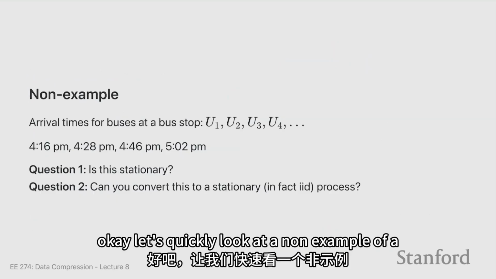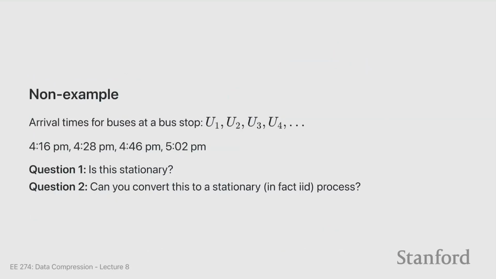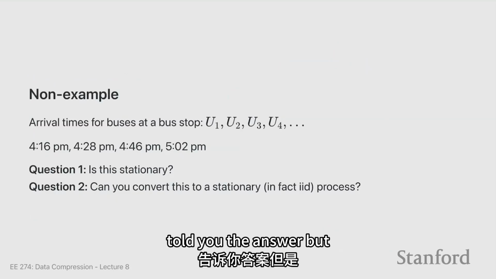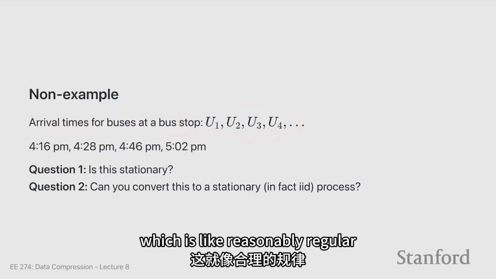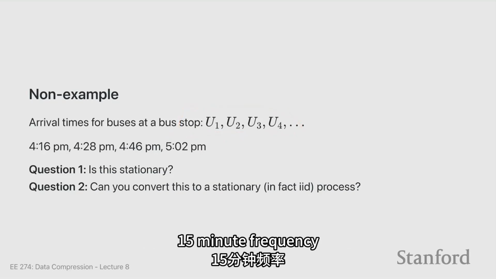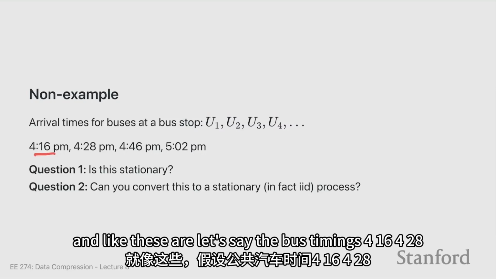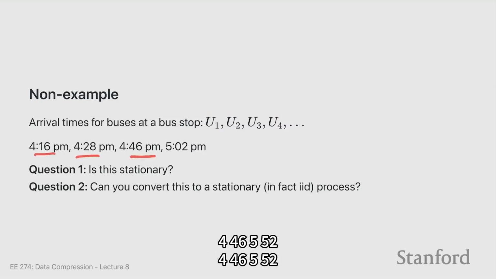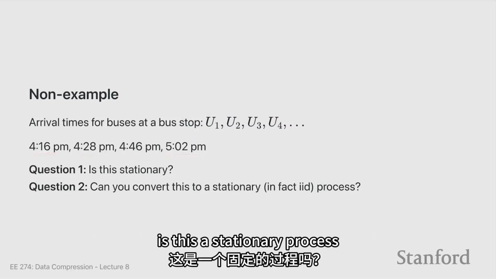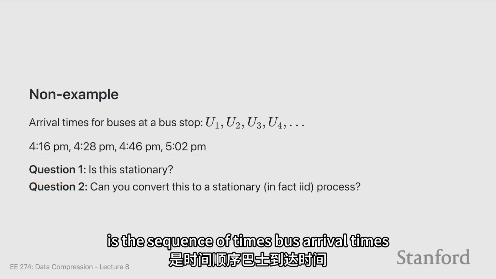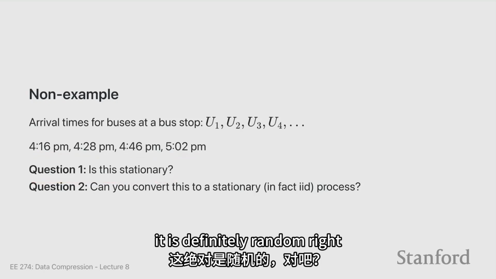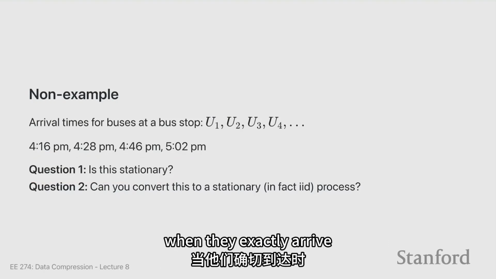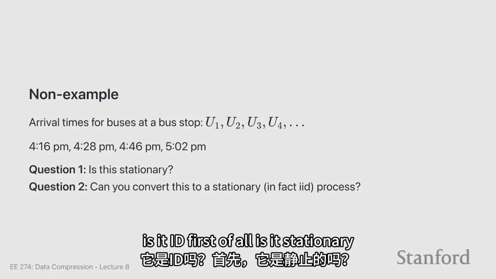Okay, let's quickly look at a non-example. I guess I told you the answer, but say you're at a bus stop, which is reasonably regular. Buses arrive at roughly 15-minute frequency. Let's say the bus timings are 4:16, 4:28, 4:46, 5:02. Is this sequence of bus arrival times stationary? It is definitely random, because buses have some randomness in when they exactly arrive. But is it IID, first of all? Is it stationary?